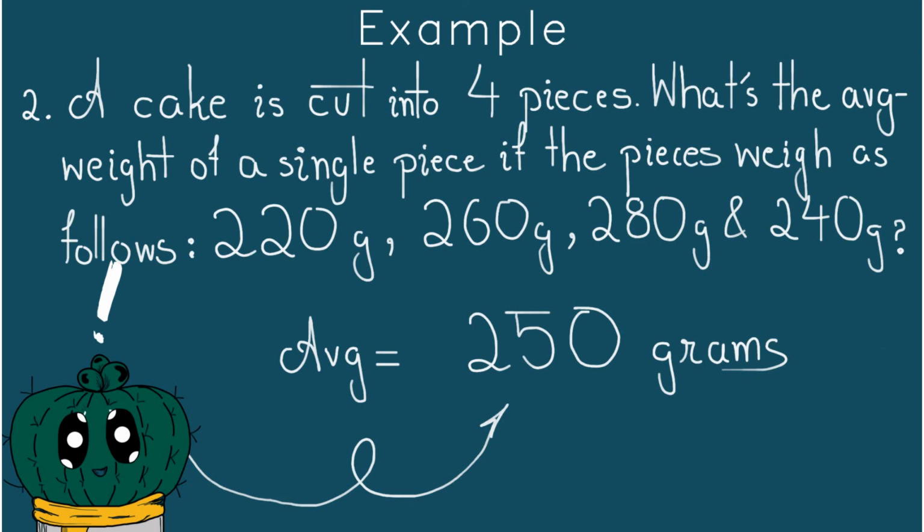And as you can see, the individual exact weights, like 220, 260, 280, and 240, are approximately equal to 250 grams. Now they're a little bit off. Some are really off, like 280 and 220. But then again, they're really close to 250 grams.